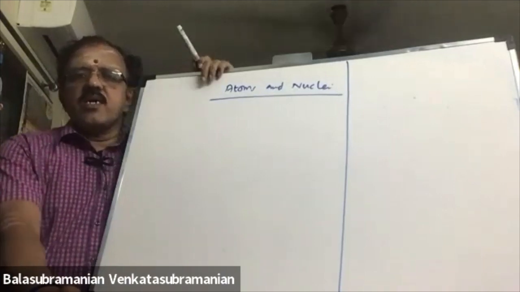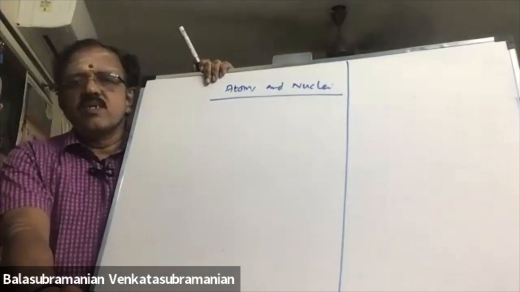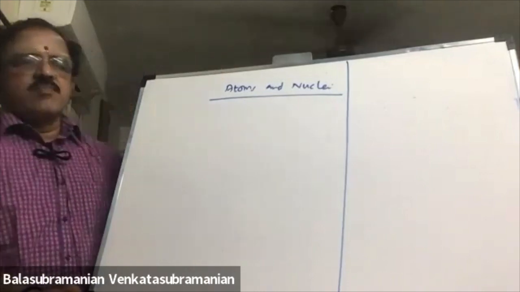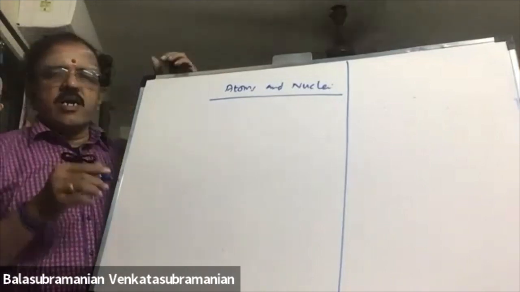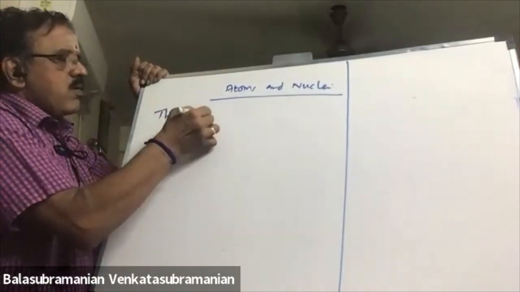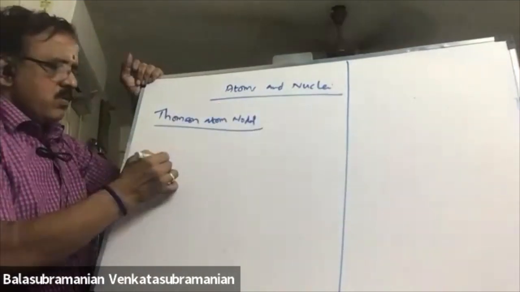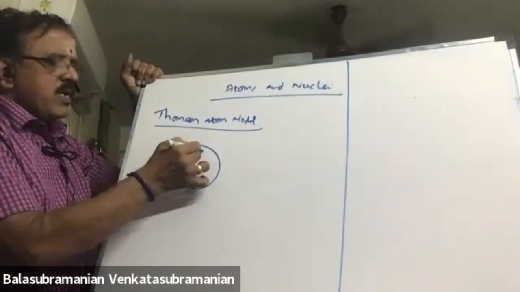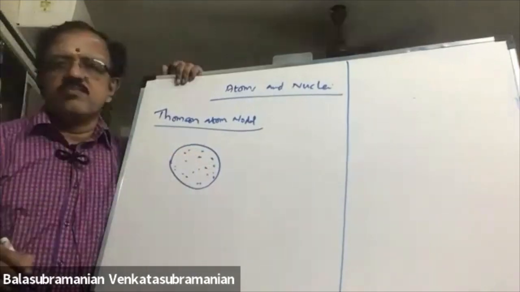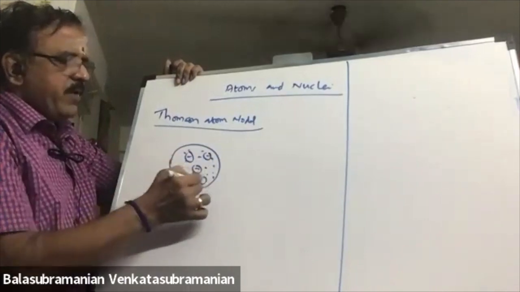Dalton's atomic theory only initially found out some basic things. Thomson is the first scientist who gave the model of an atom. According to Thomson atom model, atom has got so many positively charged core. In that, electrons are embedded. Embedded means fixed.